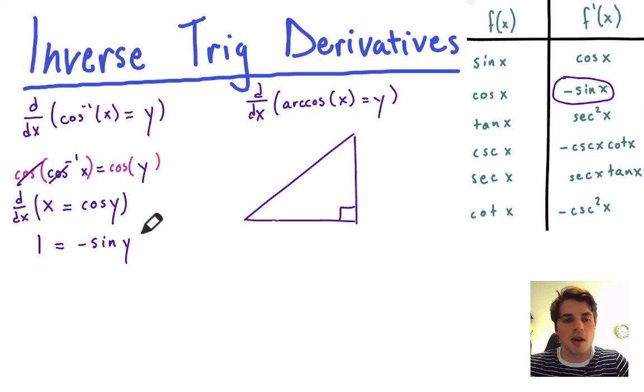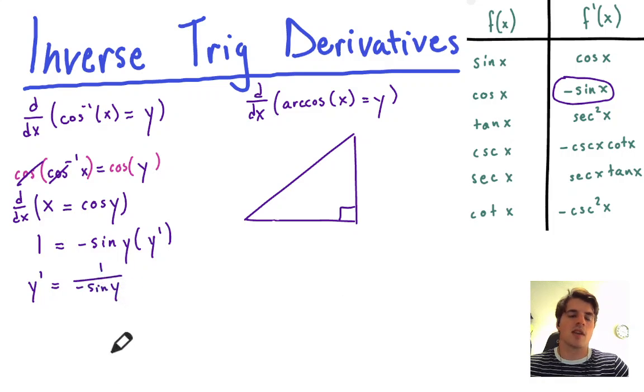Negative sine of y, and we must remember the chain rule. We're going to be multiplying that by, I wrote dy dx last time, let's write y prime this time. Same thing, of course. So we've got 1 equals negative sine of y times y prime. And this time I'm going to go ahead and divide both sides by negative sine of y. Y prime equals 1 over negative sine of y.